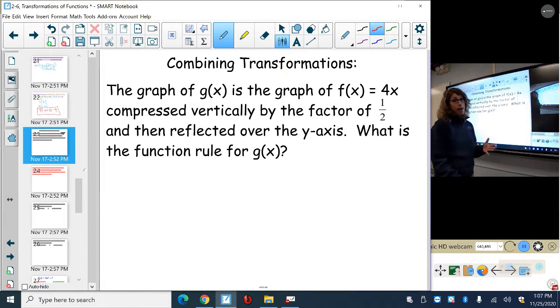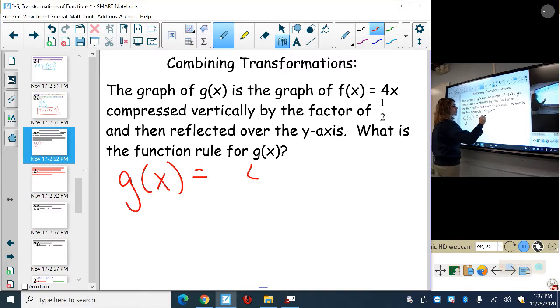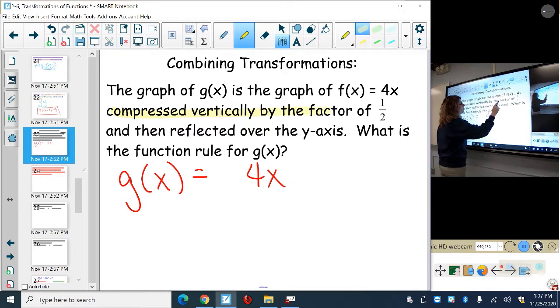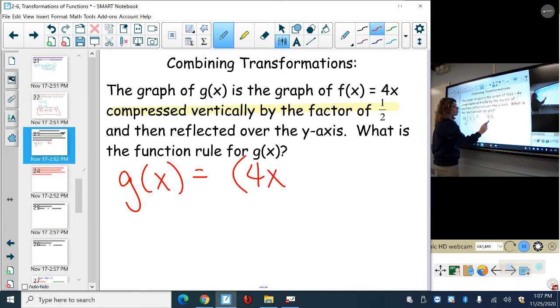Okay, combining them. Let's keep going. The graph of g of x is the graph of f of x, which equals 4x. So g of x is equal to 4x, but it's going to be compressed vertically by a factor of a half. So I multiply that by a half. That is 4 times a half is 2x.